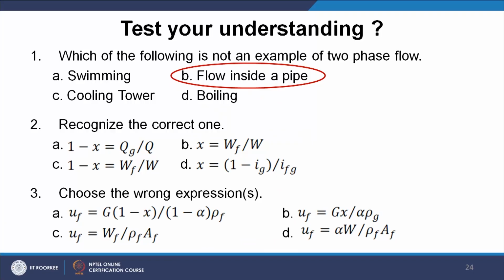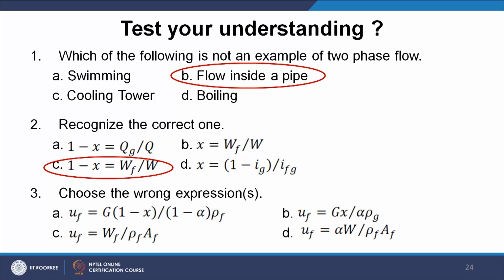Recognize the correct one. We have 4 equations over here: 1 minus x is equal to Qg by Q, x equals Wf by W, 1 minus x equals Wf by W, and x equals 1 minus Ig by Ifg. So, which one is the correct one? The answer is that this one is not correct, the other 3 are correct.